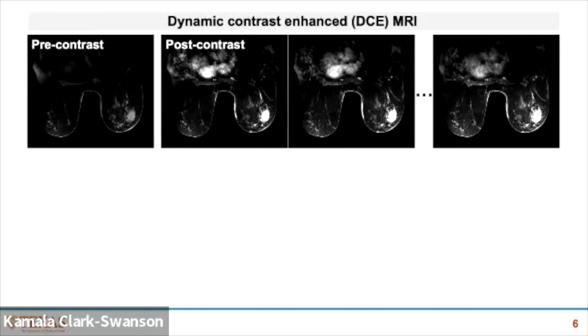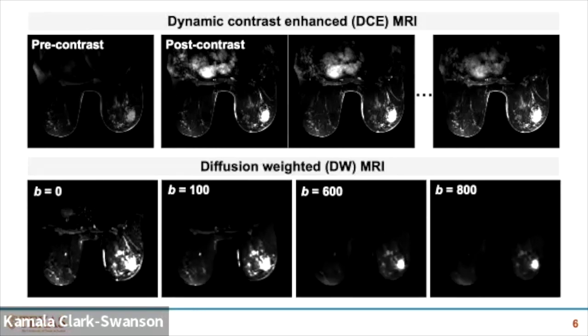That's a fairly long time, and that's because these are all routine MRI images that are taken at clinical sites for these patients. So you can see the contrast entering and then washing out slightly. And then the second MRI modality you have is diffusion weighted, or DW MRI data, and we have that for 4 different B values.